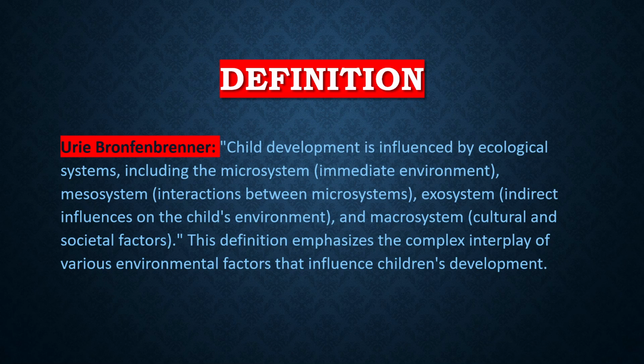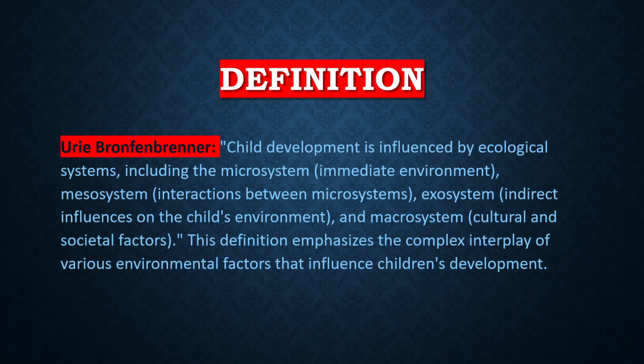That is another definition, that is by Bronfenbrenner. Child development is influenced by ecological systems, including the microsystem, the immediate environment; mesosystems, interaction between microsystems; the ecosystem or exosystem, indirect influences on the child's environment; and macrosystems, cultural and societal factors. This definition emphasizes the complex interplay of various environmental factors that influence children's development. So what does it say? He says that child development is influenced by ecological systems. Now, in an ecosystem, we have different types of systems according to him.